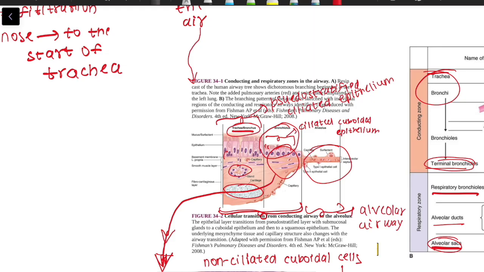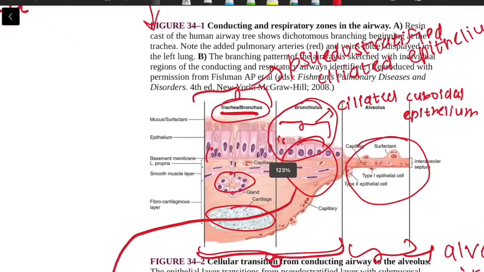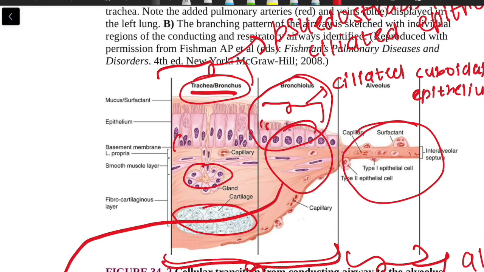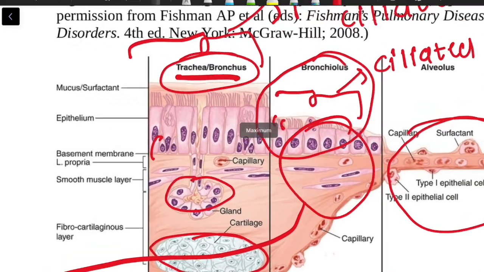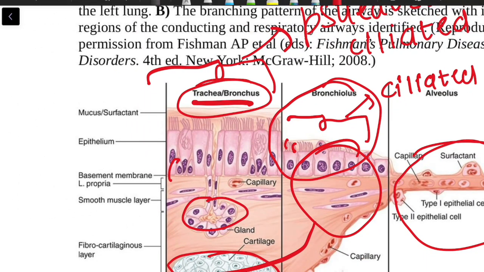In the upper airway there are pseudostratified ciliated epithelial cells, and they secrete mucus. There is submucosa also. As we get to the trachea and bronchus, we see pseudostratified epithelium. Some cells are large, some cells are small, so it looks like stratified, but is actually not stratified.